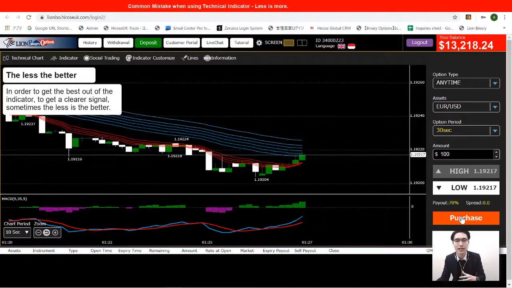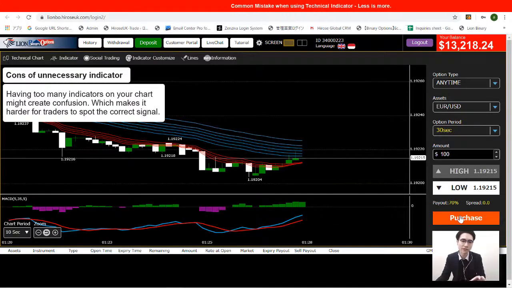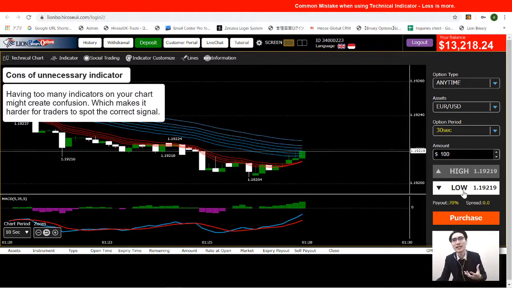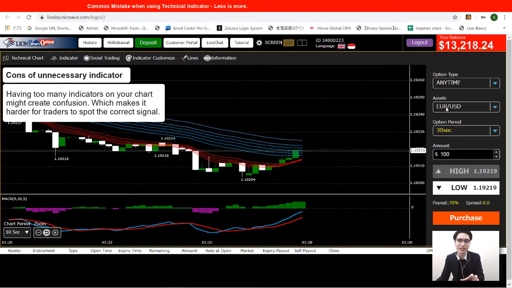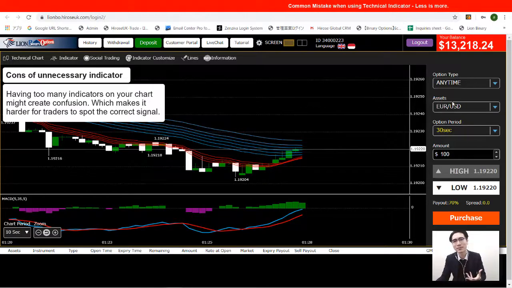So in this way, I can focus, and some of you actually put a lot of technical indicators on your chart, but the one that you are using is only 1 out of 3. So the rest of the indicators, you are actually not using them, but when you put unnecessary indicators on your chart, you actually make it more complicated, and sometimes it might confuse you.